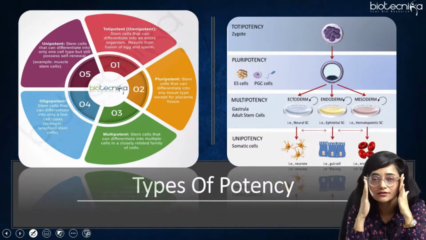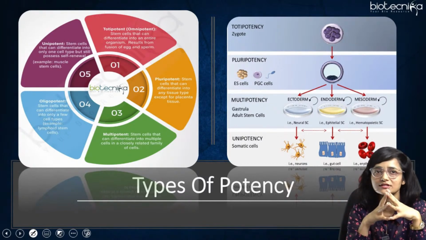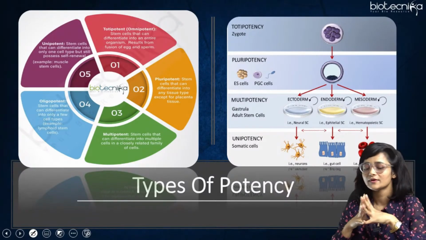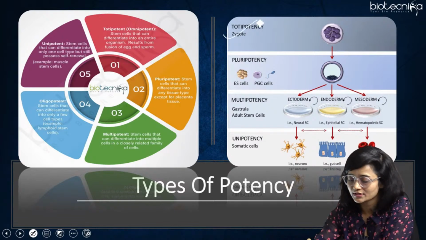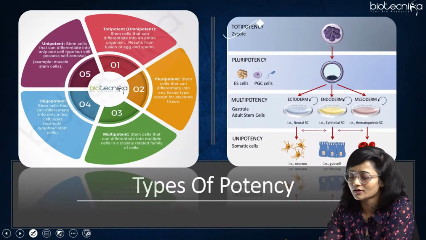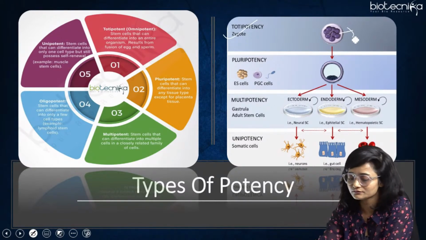Then we come to the different stages of potency. The types of potencies are there. First is totipotency, then pluripotency, then multipotent cells, then oligopotent and unipotent. So from the diagram here, first I'll try to explain to you. Totipotent cells are basically present in zygotes, right? So there is a zygote. The cells inside the zygote would be totipotent. They would be capable of producing an entire organism, right?